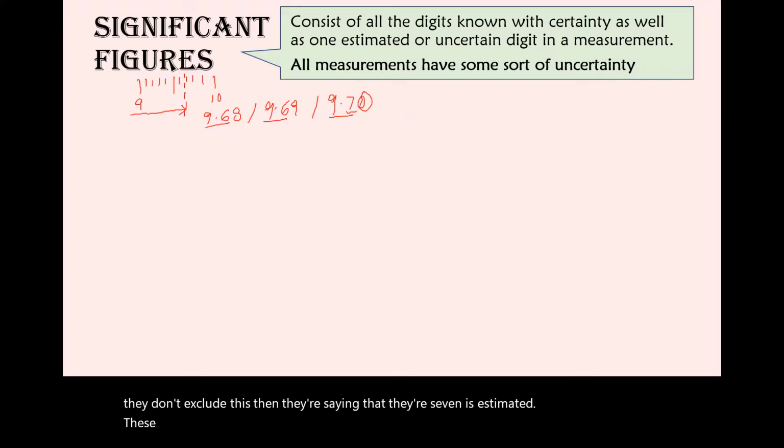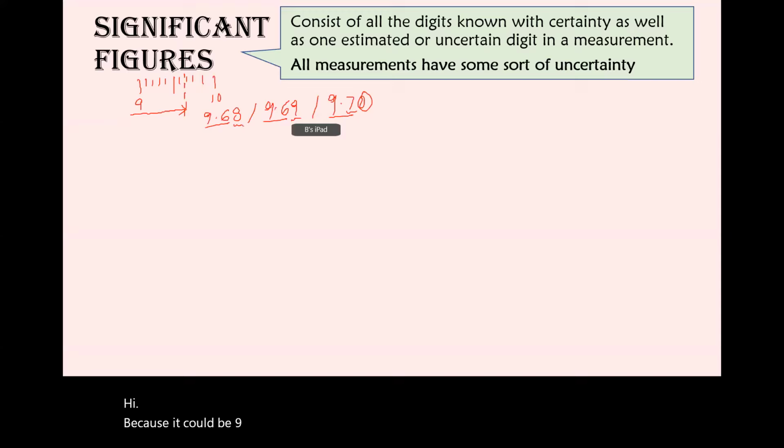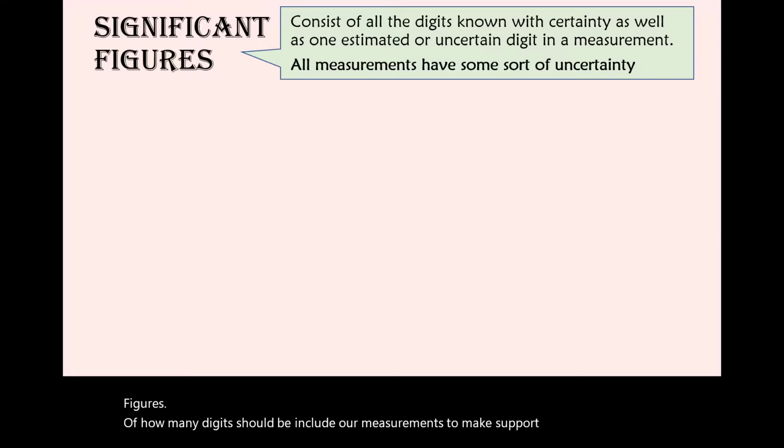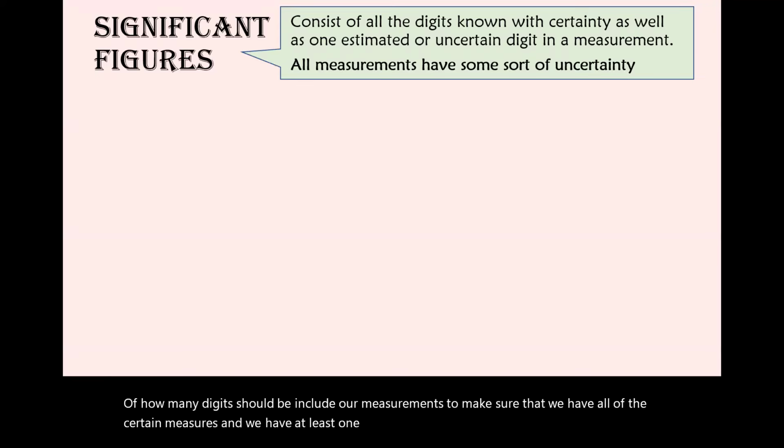These people over here who are saying 9.68 or 9.69, they are saying that they're 100% sure that this is definitely 9.6, but they're not quite sure about the 8, because it could be 8, it could be 9, it could be 7. So there 8 and 9 is the uncertain digit or the estimated digit. So this always happens in our measurements. So significant figures gives us the rules of how many digits we should include in our measurements to make sure that we have all of the certain digits and we have at least one estimated digit.